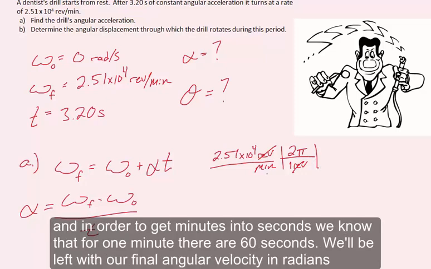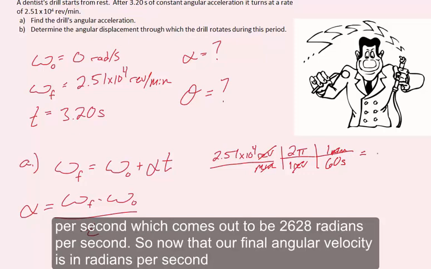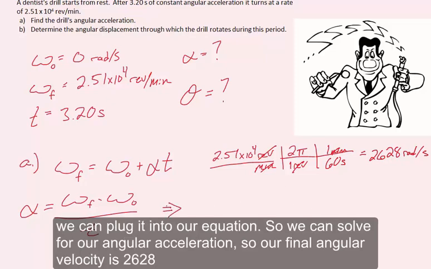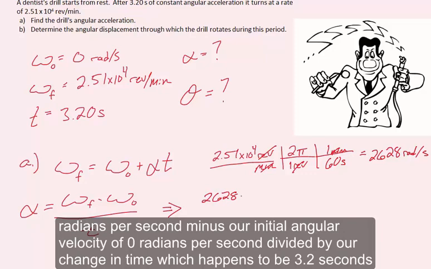And in order to get minutes into seconds, we know that for 1 minute, there are 60 seconds. We'll be left with our final angular velocity in radians per second, which comes out to be 2,628 radians per second. So now that our final angular velocity is in radians per second, we can plug it into our equation so we can solve for our angular acceleration. So our final angular velocity is 2,628 radians per second minus our initial angular velocity of 0 radians per second divided by our change in time, which happens to be 3.2 seconds.